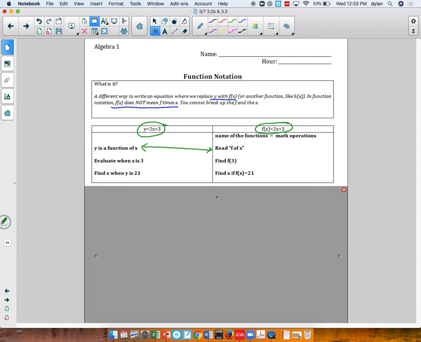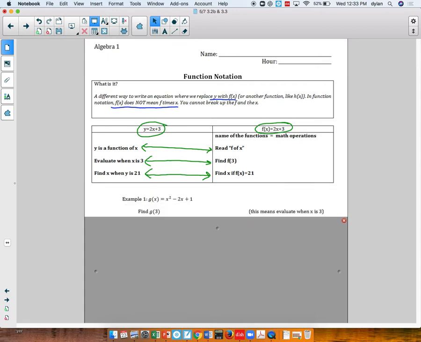In the one on the left, I could ask you to evaluate the function when x equals 3, which is a very wordy way of saying replace x with 3. With function notation, I can do this much quicker. I can just say find f of 3. And you'll notice that the 3 replaces the x, which is telling you to replace the x everywhere in the problem. Similarly, I could ask you to find x when y is 21 with the old way. With the new way, I could say instead find x if f of x equals 21. And we're going to go through an example of each of these together.